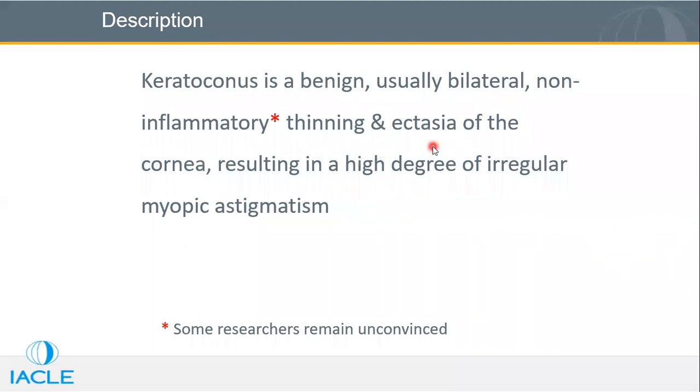Ectasia is simply the protrusion of the eyeball, or in this case, in keratoconus, the protrusion of the cornea. That partially happens because of the intraocular pressure. The cornea becomes thin, and because of the intraocular pressure, the cornea bulges out, and we call it ectasia, which in the end results in a high degree of irregular astigmatism as well as refractive error.